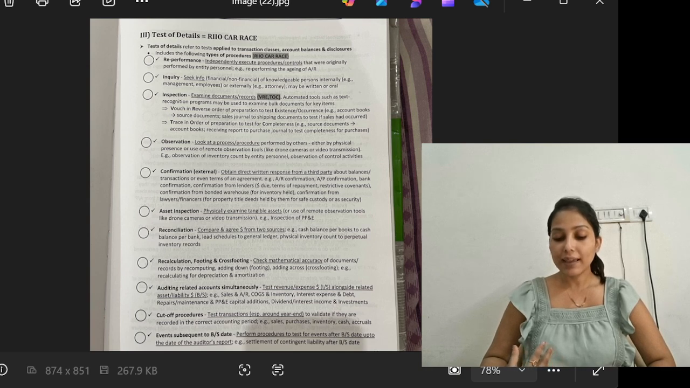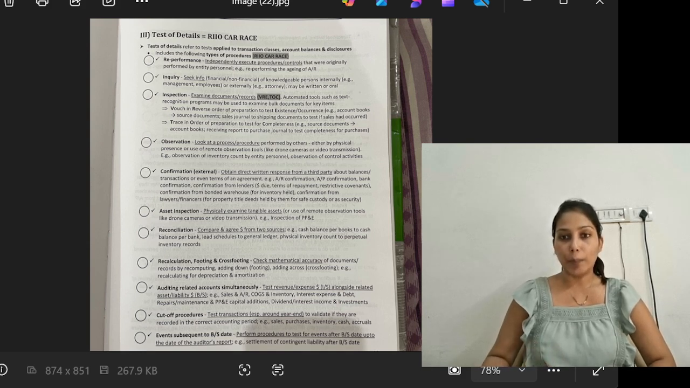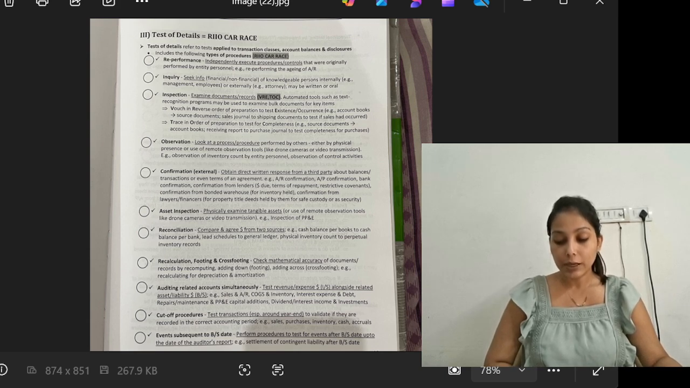Inspection examines documents or records, using tools such as vouching or tracing: vouching for existence, tracing for completeness. All this comes under inspection. Observation means looking at the processes and procedures performed by others, either by physical presence or use of remote observation tools. So observing anything in the audit comes under observation. Confirmation obtains direct written information from a third party about balances, transactions, or events, or terms of the agreement, especially in AR, AP, or bank.